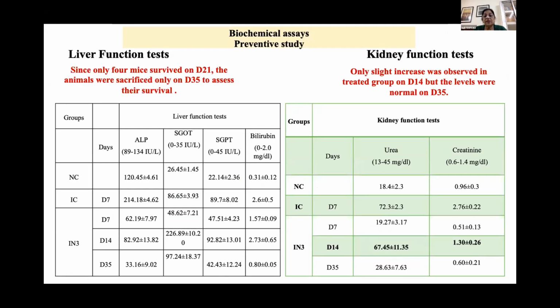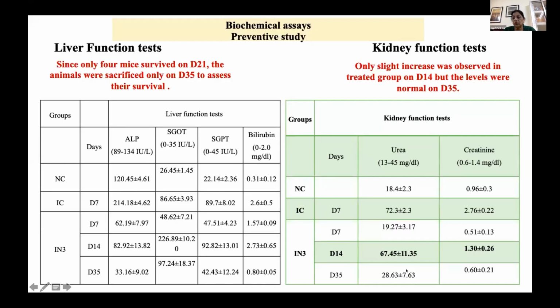Now, we did the liver function and kidney function tests of these animals, and we found that the other animals were dead. Only 4 animals survived, and on day 21 you can see the levels of these biochemical estimations in the animals who survived were almost in the normal range, apart from the increased SGPT levels. In the same way, the kidney parameters were also slightly increased in these animals on day 14, but by day 30 they were in the normal range.